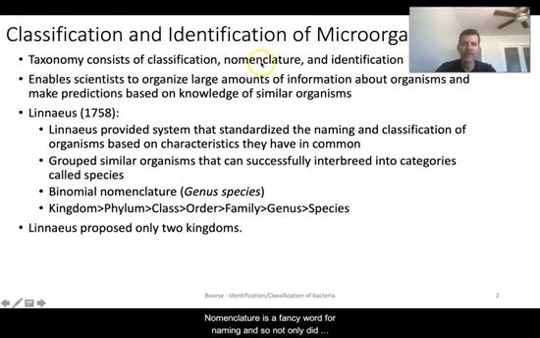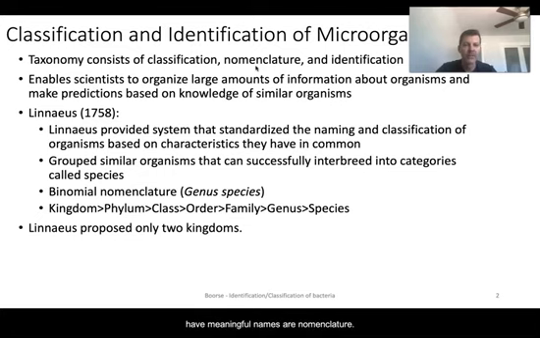Nomenclature is a fancy word for naming. Not only did we want to have groups, but we wanted to have common shared names that all individuals across the planet would understand, so that you could have a useful conversation about something. For example, when we use the term animal, that's obviously different from plants. Those are both groups or classification units that have meaningful names, or nomenclature.